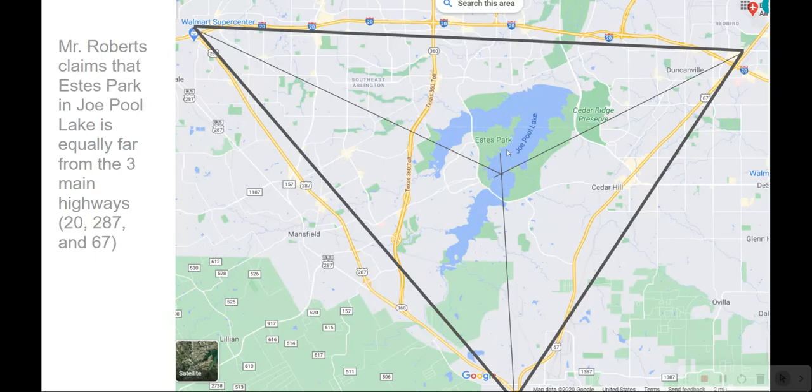It's actually in the Joe Pool Lake area. But that's that whole chunk that he was saying. So if he had said Southeast Arlington was equally far from those highways, that's obviously not true, but we still need to prove by finding the incenter.